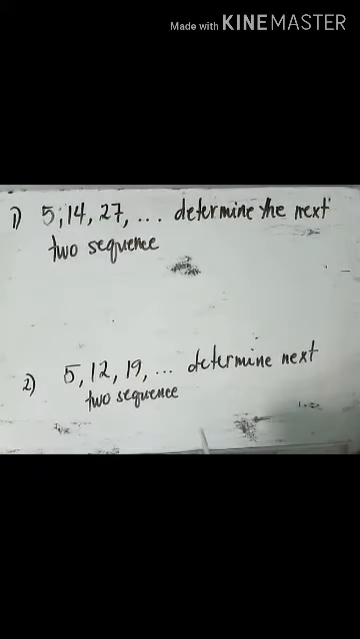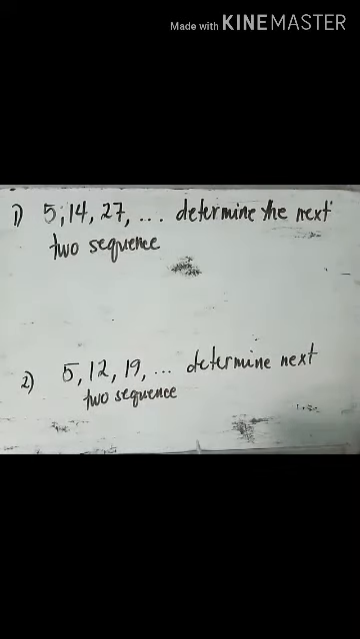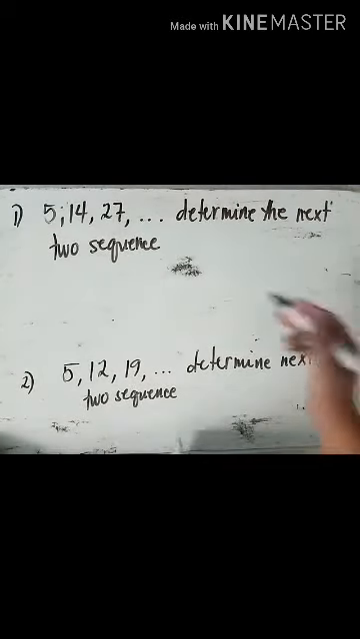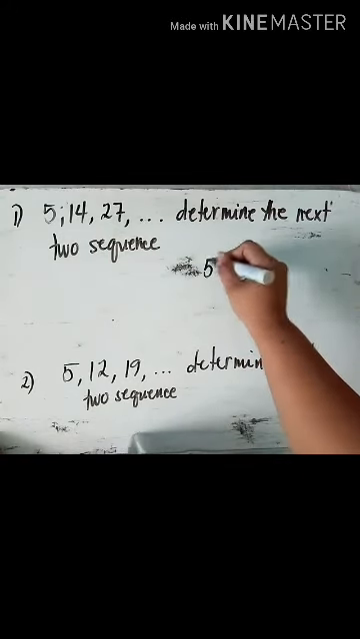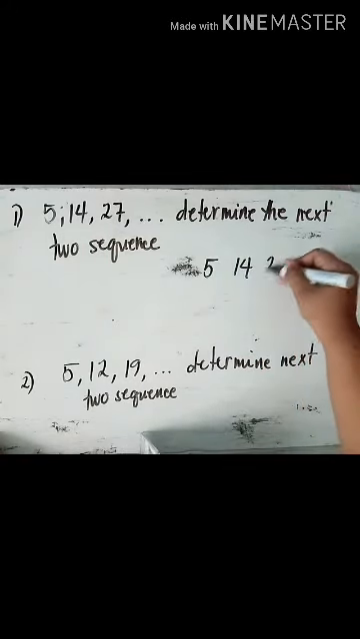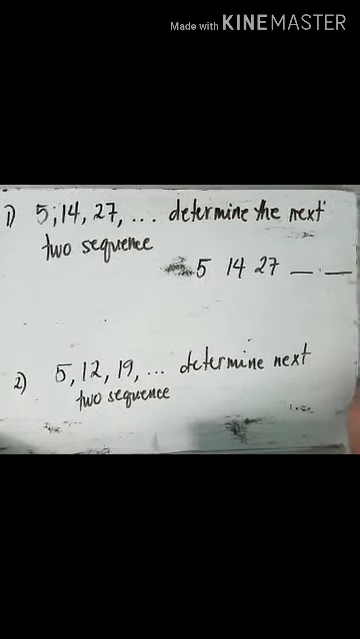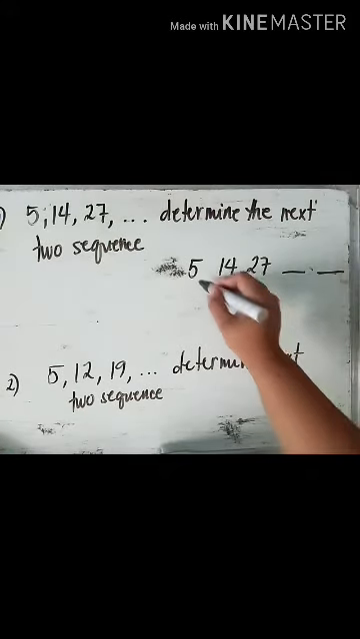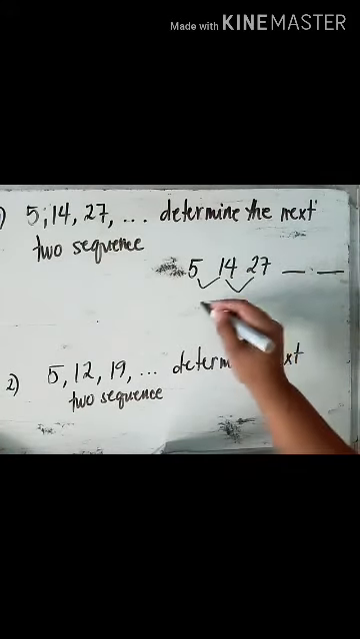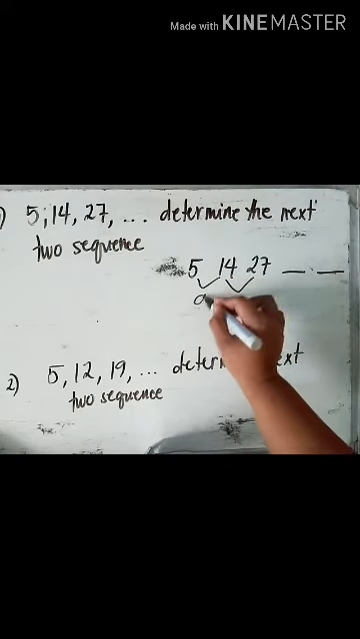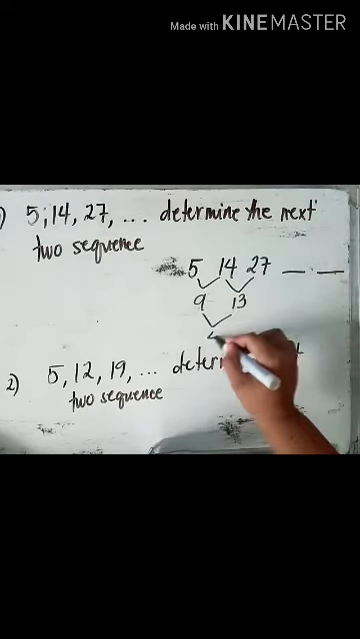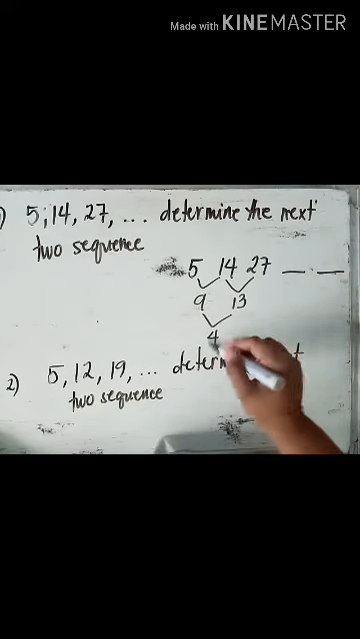We have here two examples of sequences. We are going to determine the next terms by using another method in determining the preceding terms. So the first thing to do is to get the common difference. So this is 9, this is 13, and the common difference is 4.